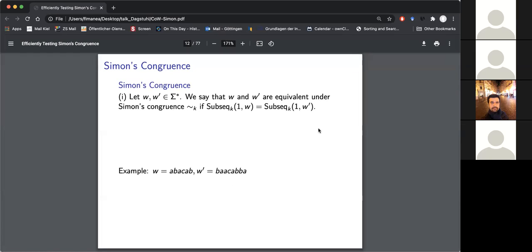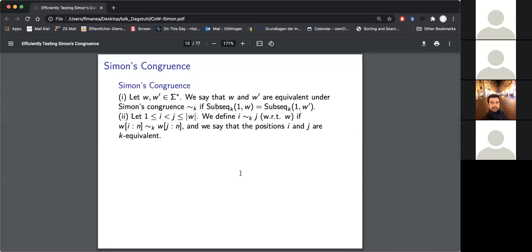And again, if we take the same letters, we see that, for instance, BBB is a subsequence of the second word. So you see it comes first position, and then here before the last A we have two B's. So in the end, BBB is a subsequence of W prime, but BBB is not a subsequence of W. So this shows that basically these two words are not sim3 equivalent.